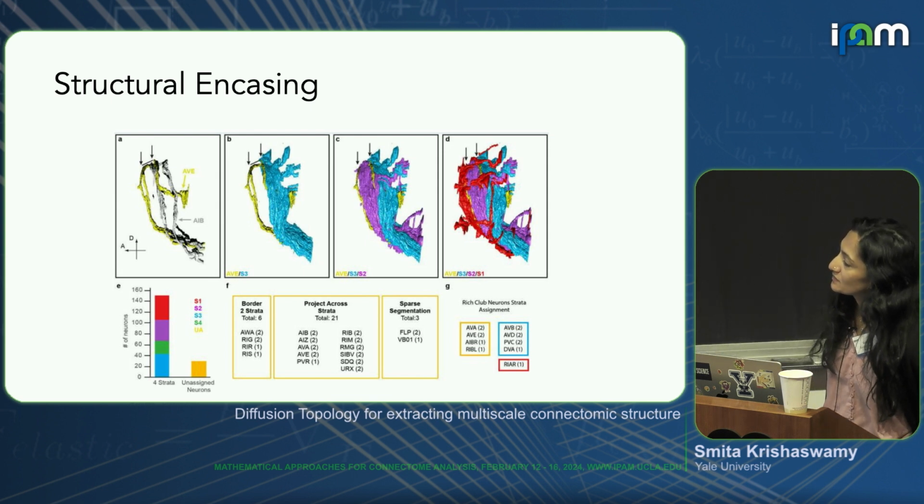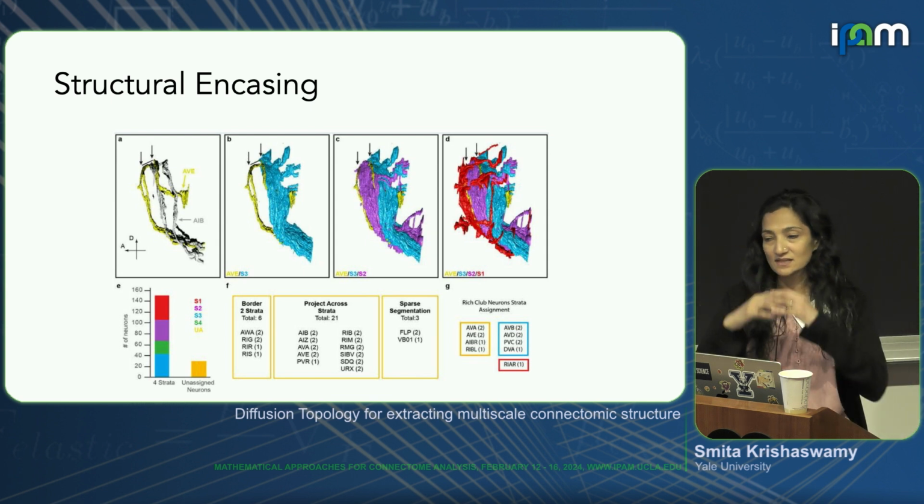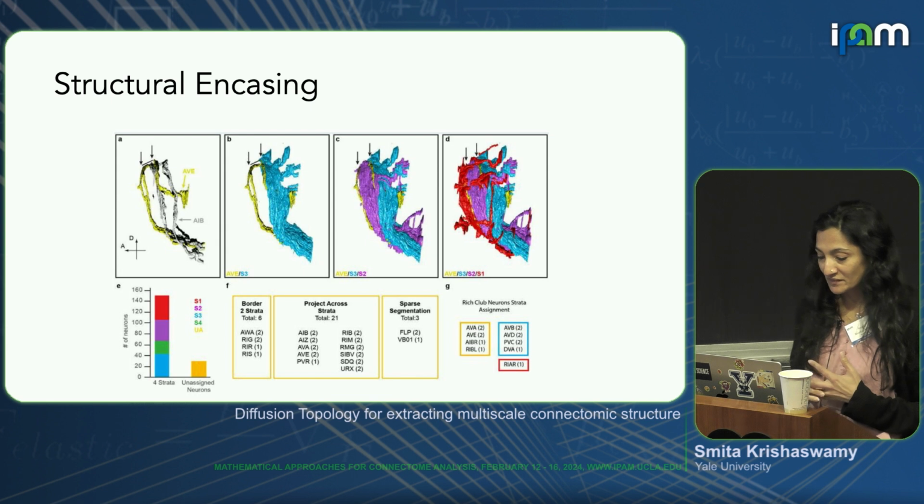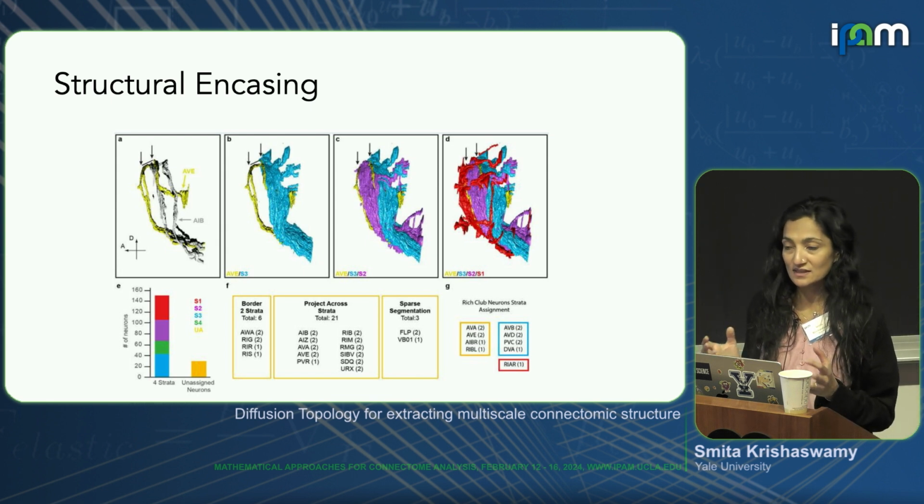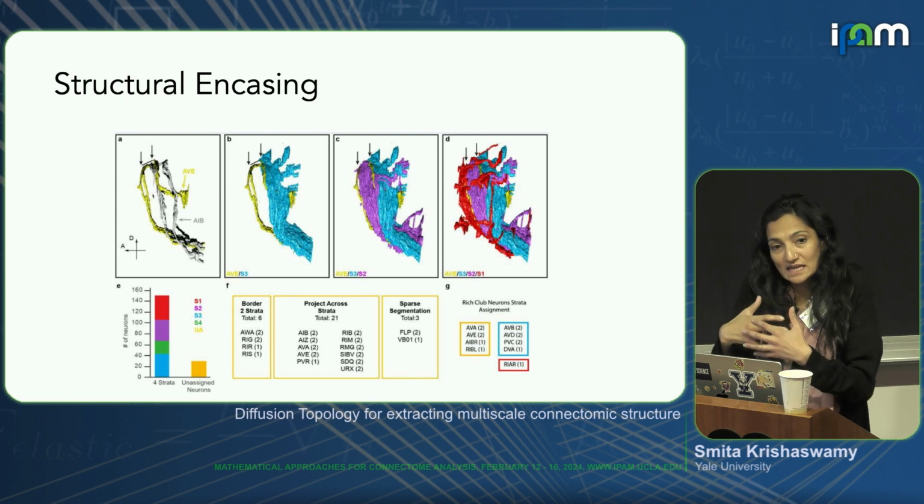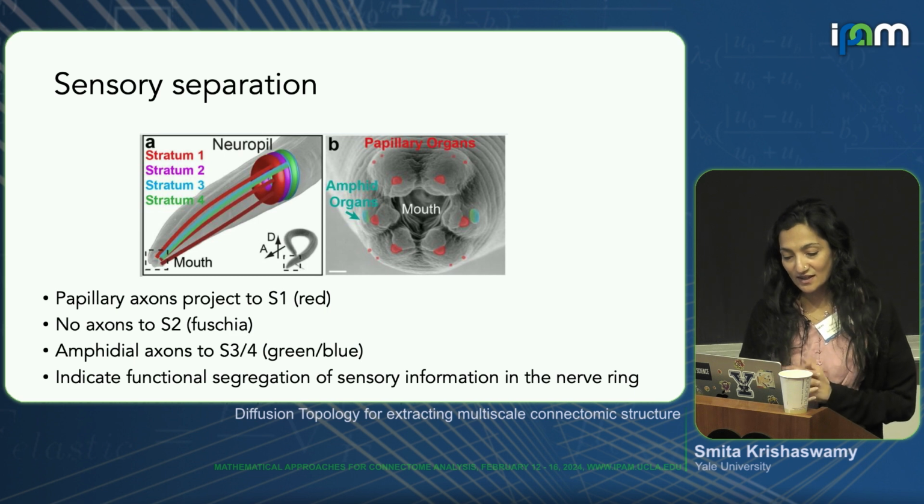So one of the things that's pretty interesting is strata 1, which is shown in red, sort of encases the other strata like an envelope. And the unassigned ones are sort of on the border of this. And then strata 2, 3, and 4 are inside. So it's kind of like hugging 2, 3, and 4.